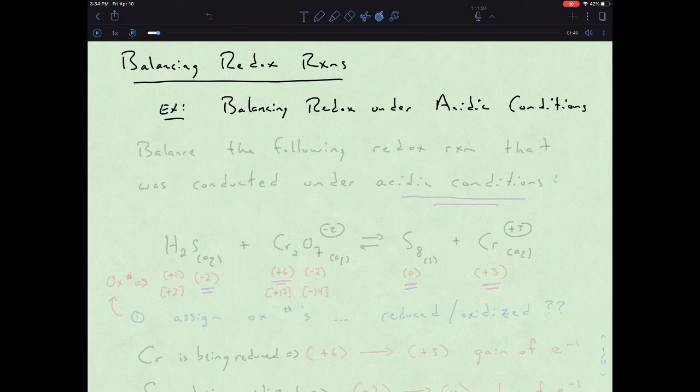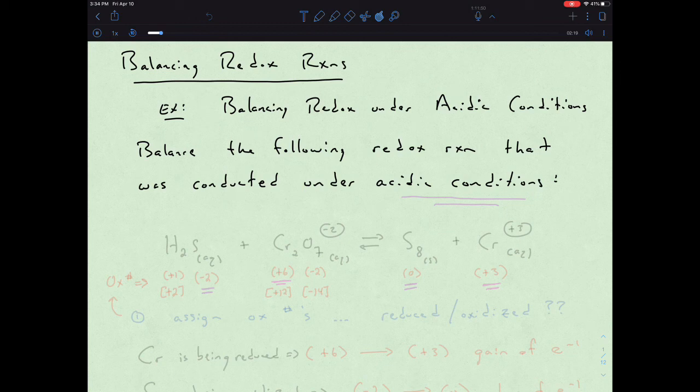So we want to balance the following redox reaction that was conducted under acidic conditions. And our redox reaction looks like this.